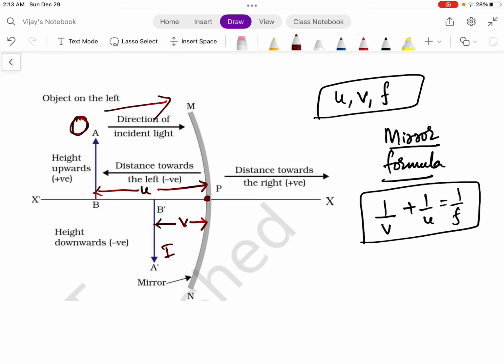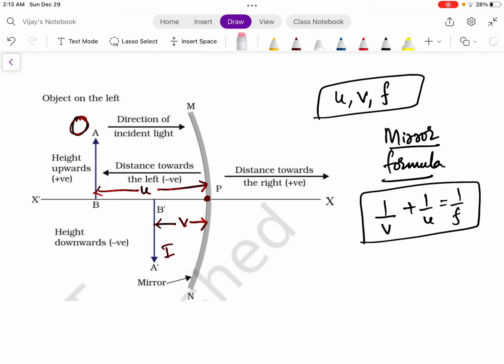Now the convention is, from the object, light is coming like this. So whenever you're going in the direction of light, you take the measurement as positive, and whenever you're going against the direction of light, you take it as negative. Let me repeat again. Whenever you're taking any measurement in the direction of light, you take it as positive, or when you're taking it in the opposite direction of light, you take that measurement as negative.